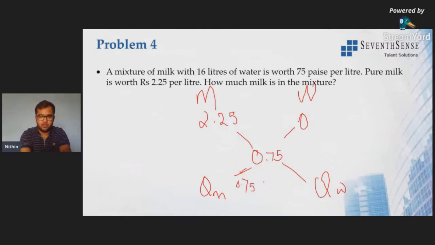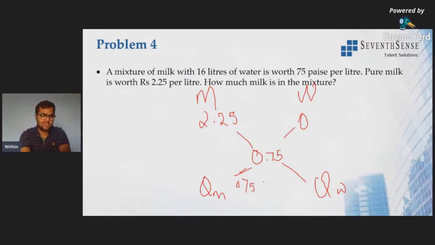We have a container which is a mixture. Okay, so we do not know the quantity, let it be x liters. Now this mixture consists of both milk and water. Now we got to know the ratio of milk and water in the mixture, that is 1:2. All right, now they have given in the question a mixture of milk with 16 liters of water, right? So in the mixture we know water is 16 liters.